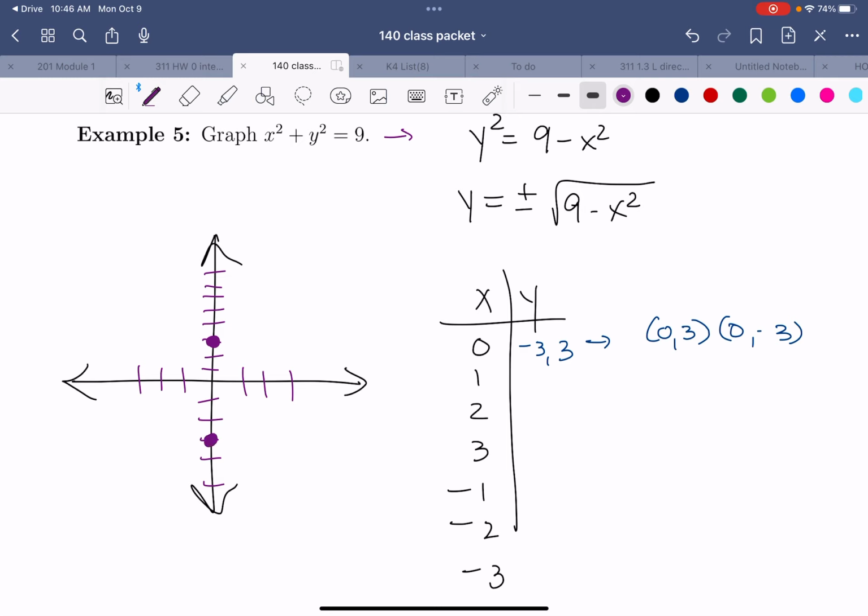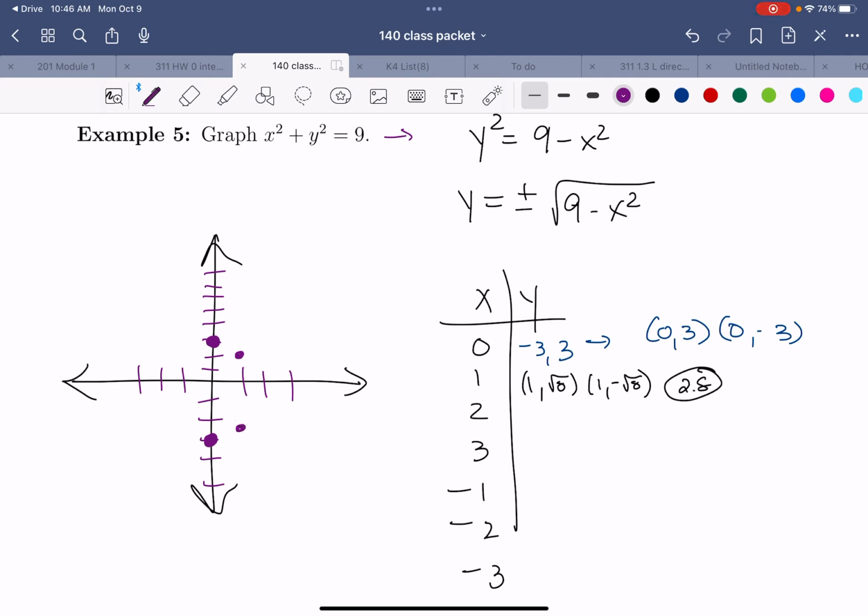Keep in mind that I'm sketching here, so this isn't going to come out perfectly. When you plug in 1, right? So 9 minus 1, 1 squared is 1, 9 minus 1 is 8. So this is 1 and root 8, and 1 and -root 8. Now if we take the square root of 8, use your calculator, you get 2.8. So that means that I'm going to graph positive 1 and 2.8, and -1 and 2.8. Wait, I lied. 1 and -2.8. There we go.